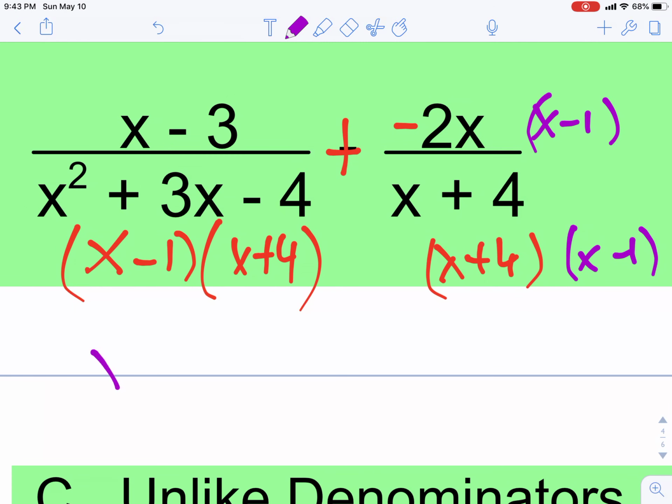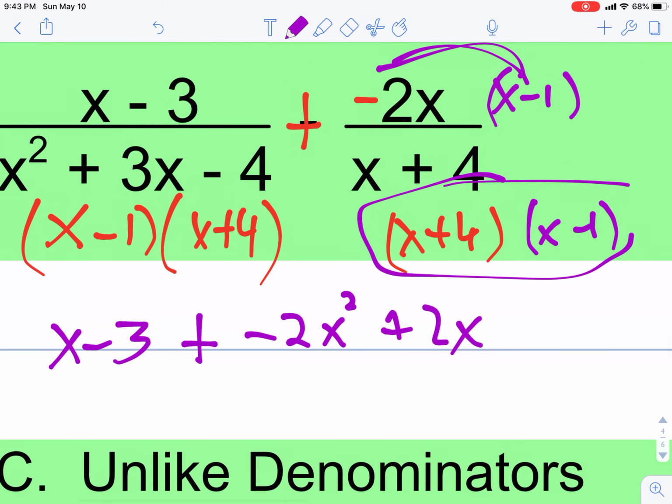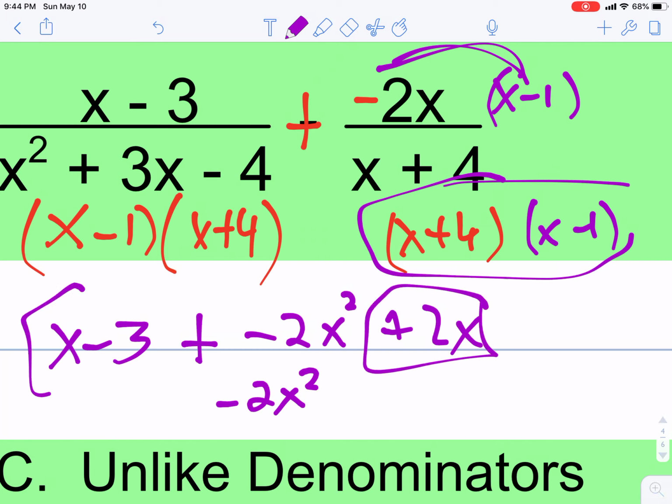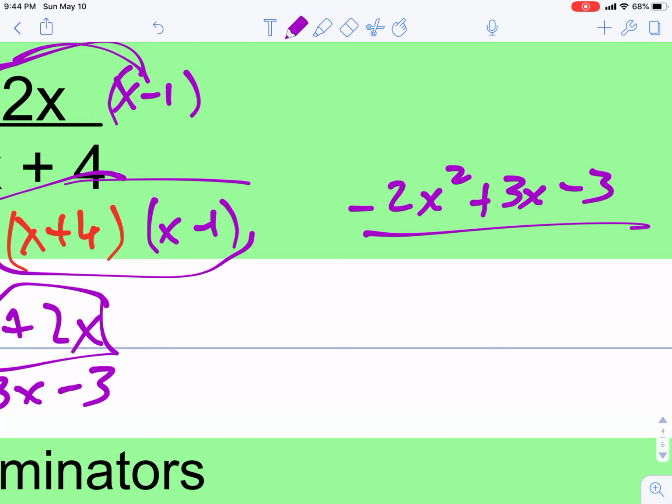Do our math. So we have x minus 3 plus negative 2x squared plus 2x. Now this is the way I'm going to do it. I'm going to do the math, and then I know my denominator of my fraction is that. So I'm just going to simplify and then put everything down. So we got negative 2x squared, combine 2x and 1x to get plus 3x, and then minus 3. So my final answer, before I look to simplify, is going to be over x plus 4, x minus 1.